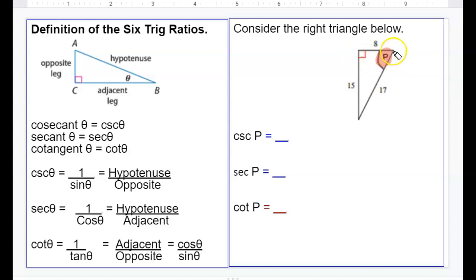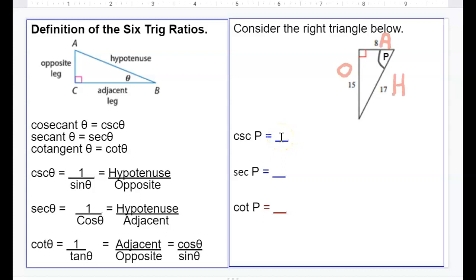The hypotenuse has nothing to do with the right angle, so this will be the hypotenuse, 17. The adjacent side will be this side here that touches the angle of reference and goes through the right angle. So our adjacent side is 8. And then, of course, the opposite side would be 15. So let's use that now to answer this question.